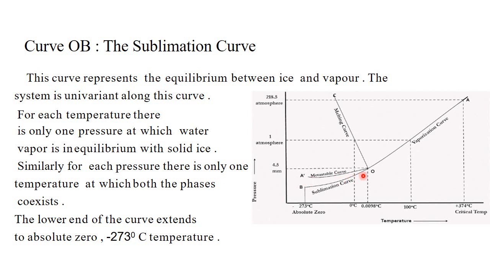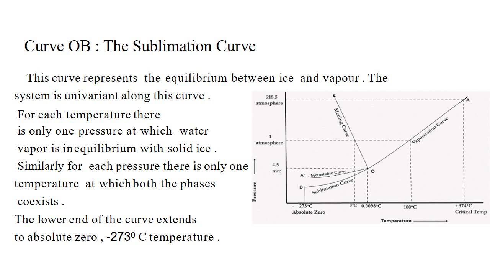Curve OB, the sublimation curve. Curve OB starts from point O and ends at point B. This curve represents the equilibrium between ice and vapor. This is the solid phase area and this is the gaseous phase area of the water. The system is univariant along this curve. For each temperature, there is only one pressure at which water vapor is in equilibrium with solid ice. Similarly, for each pressure, there is only one temperature at which both the phases coexist.